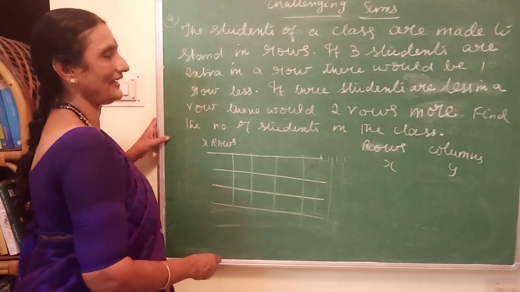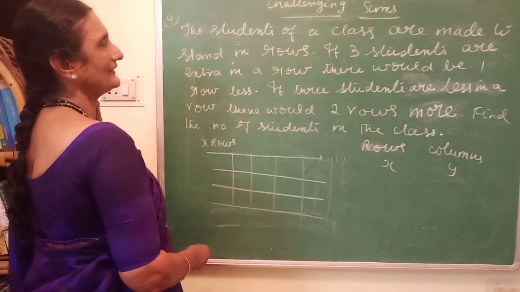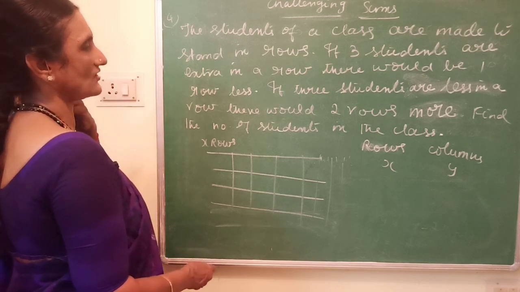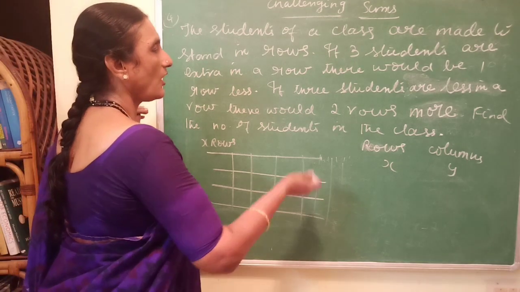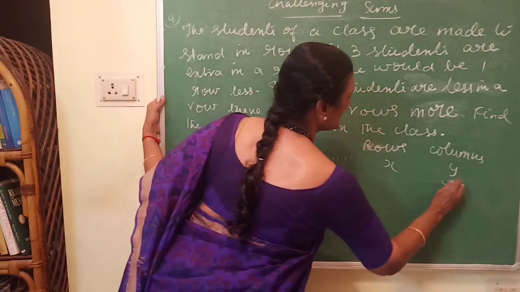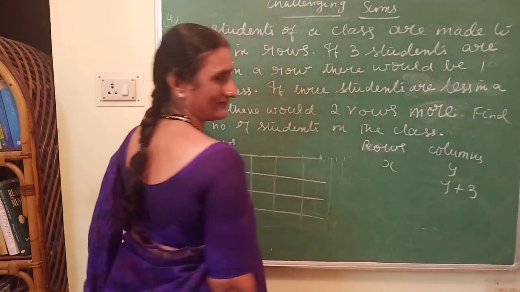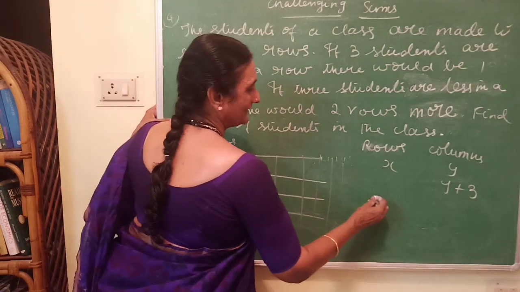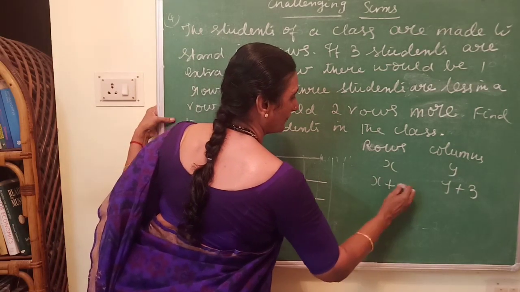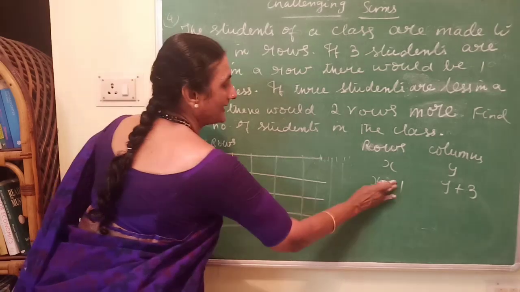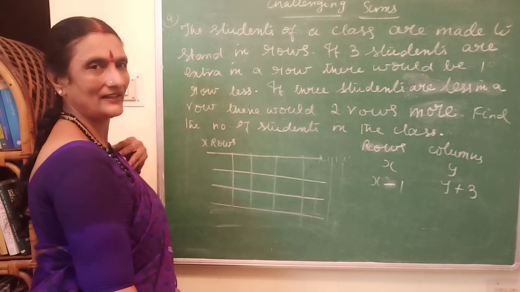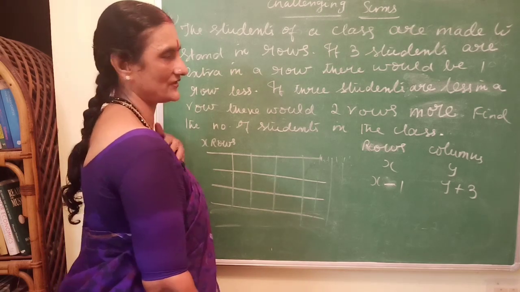So in that case, where will you add the 3 students? If 3 students are extra in a row, then the columns will be y plus 3. There would be 1 row less. Then the number of rows will be x minus 1. Are you understanding? Is it clear? This is the first situation.